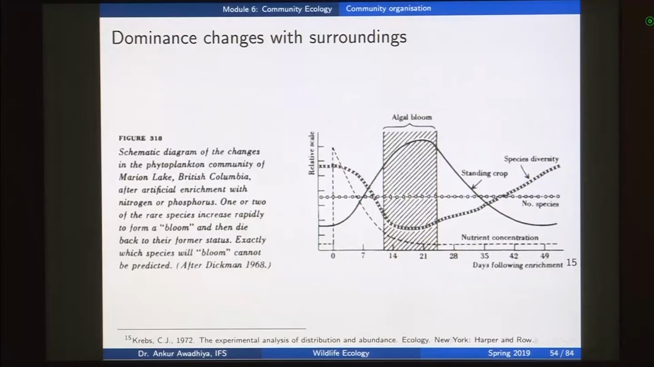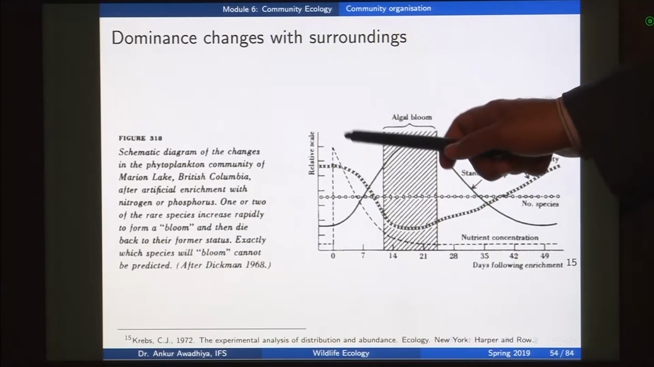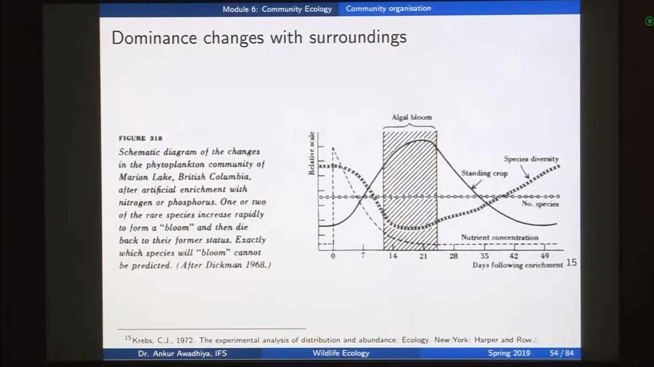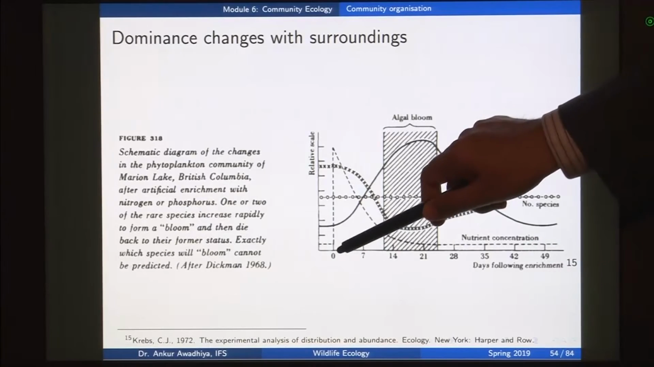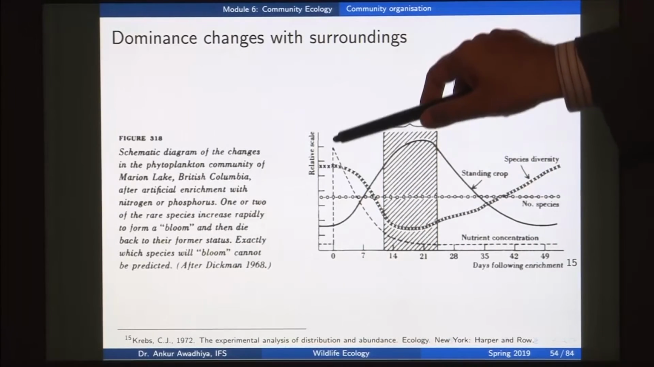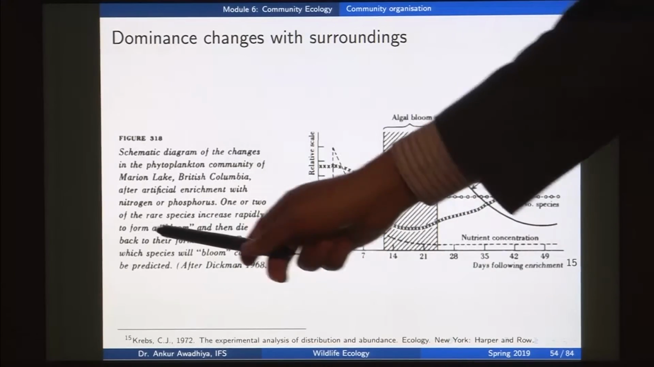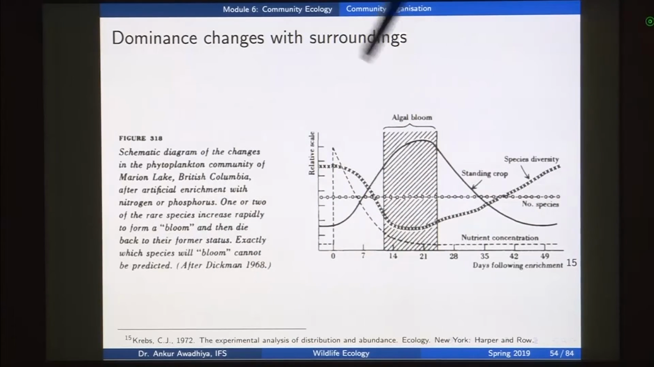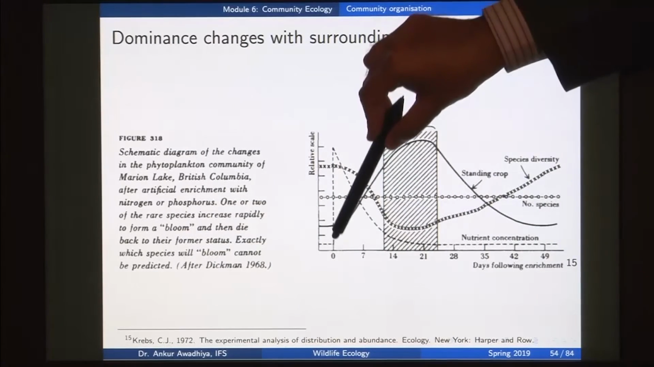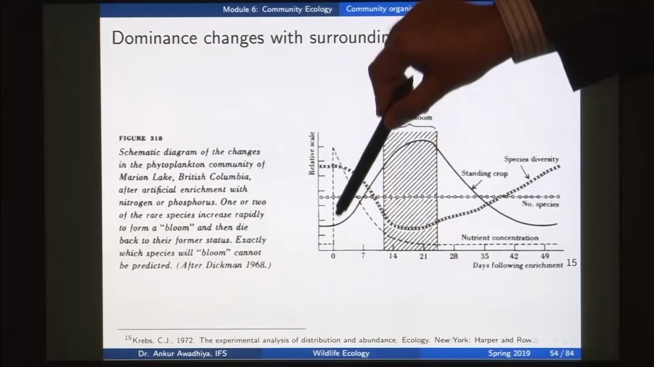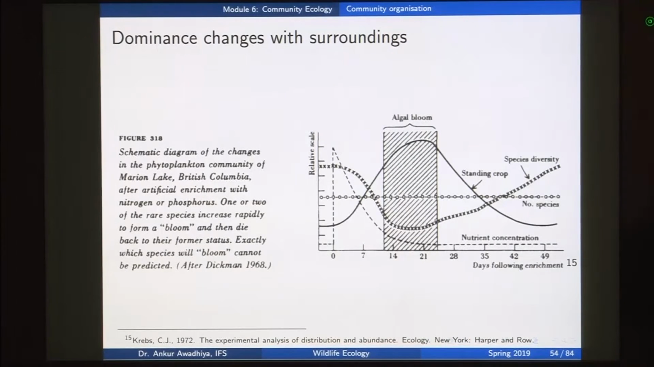Now, in this particular experiment, the scientists tried to artificially do eutrophication in a controlled manner. So, here on the x axis we have the days following the enrichment. So, on day 0 you added the nutrients. Which nutrients were added? Nitrogen or phosphorus. So, here you have the nutrient that was added, and this dashed line is showing you the nutrient concentration that is there in the water.